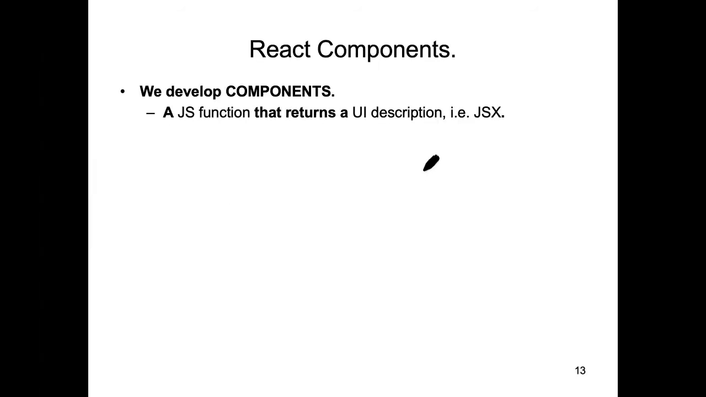Now, I've banged on about components, but we haven't actually seen a component so far. What is a component from a coding point of view? It is simply a JavaScript function that returns a piece of UI description. It returns JSX. Its return statement contains a snippet of JSX. That's all a component is from a structure point of view.